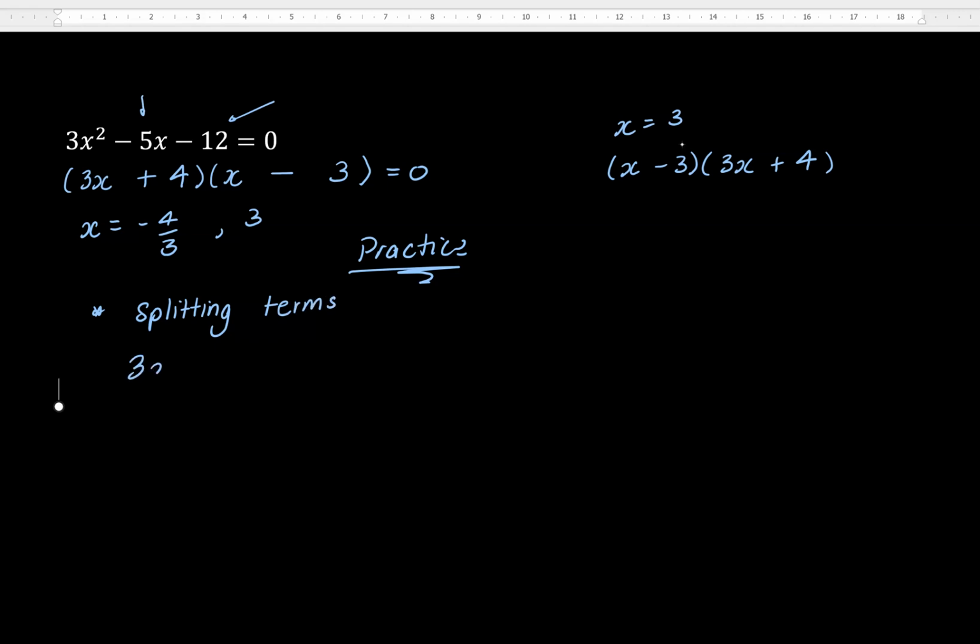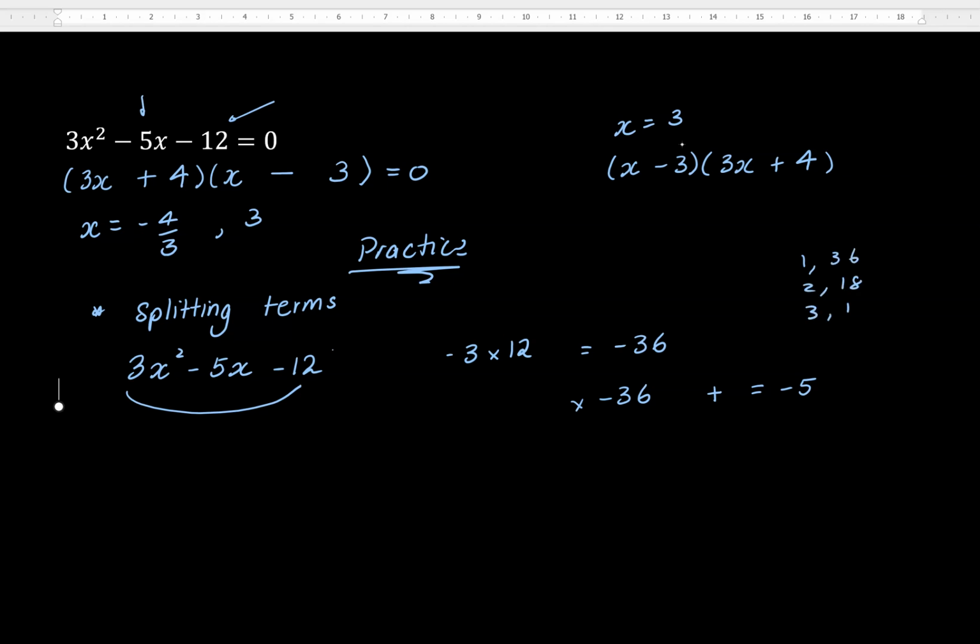Okay, what we do here is we look at our 3x squared, take 5x, take 12, and we say, what, 3 12s? We better put the minus in there, I guess, is minus 36. So we're looking for two numbers that times together gives you minus 36, but when you add them together, you get minus 5. So got to know your factors of 36, 1 and 36, 2 and 18, 3 and 12, 4 and 9, bingo. And we want minus, so it's going to be minus 9x plus 4x. So this now becomes 3x squared, take 9x, plus 4x, take 12.